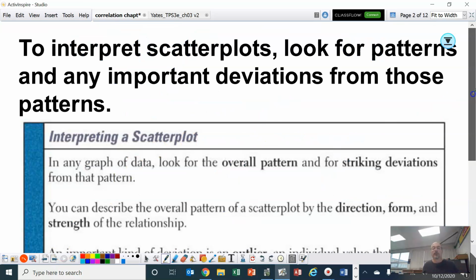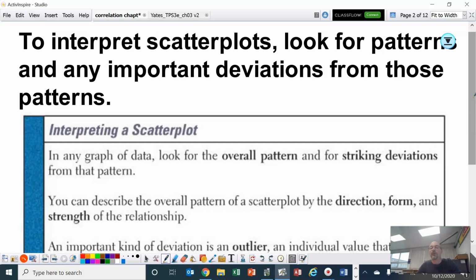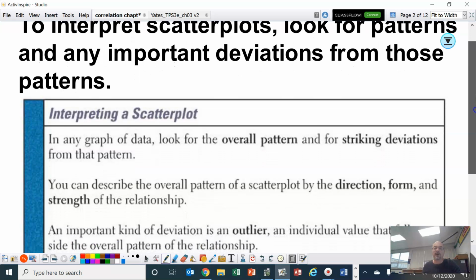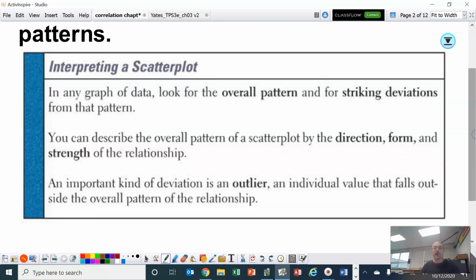All right, so to interpret scatter plots, look for a pattern and any important deviations from those patterns. Remember, if I'm going too fast, you have the power of pause and rewind. Interpreting a scatter plot: in any graph of data, look for the overall pattern and for striking deviations from that pattern. You can describe the overall pattern of a scatter plot by the direction, form, and strength. An important kind of deviation is an outlier, an individual value that falls outside the overall pattern of the relationship.